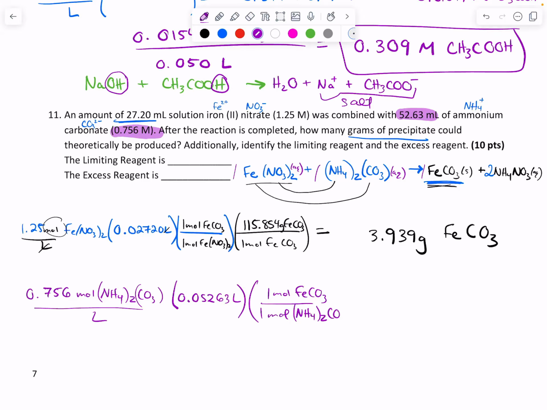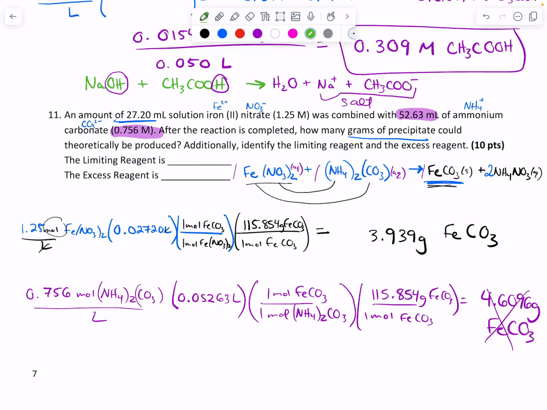And then I need to convert it to grams of iron carbonate. So same molar mass as before, and that equals 4.6096 grams of my iron carbonate, which means that, which one's my excess reagent? Right here. And which one's my limiting reagent? This one. Okay, so I would come up here and I would put Fe(NO3)2 there, and I would put my other one, (NH4)2CO3, on the other one.